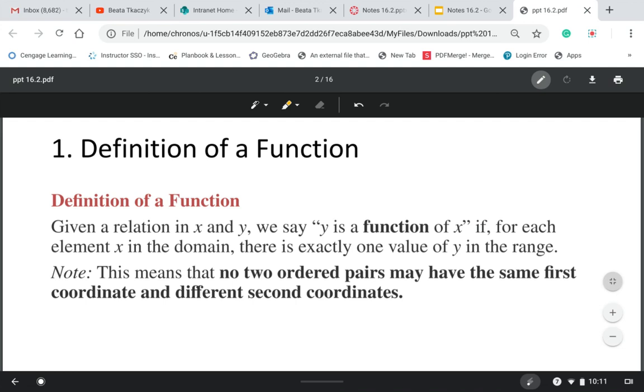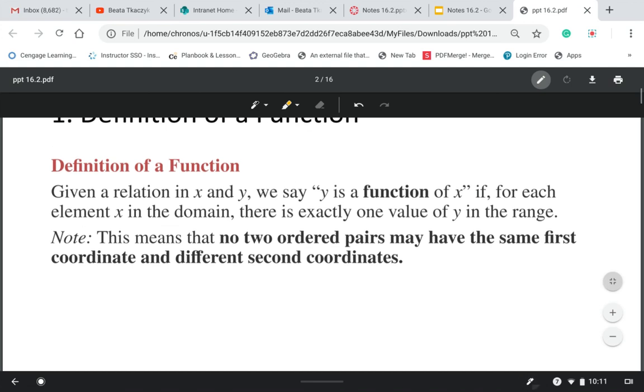What that means, and this note will help you a lot, especially at the beginning when you have to decide if a given relation is a function, is that there are no two ordered pairs which have the same first coordinate and different second coordinate. There are no two points which have the same x, however different y. So this is the definition of the function.